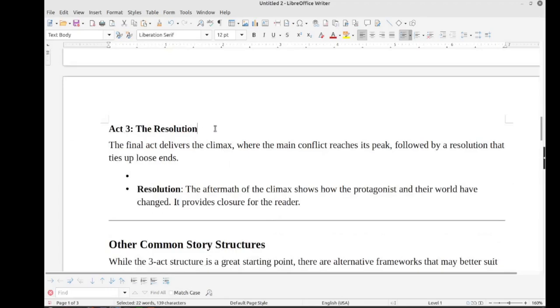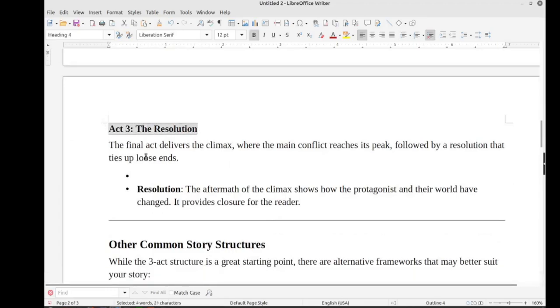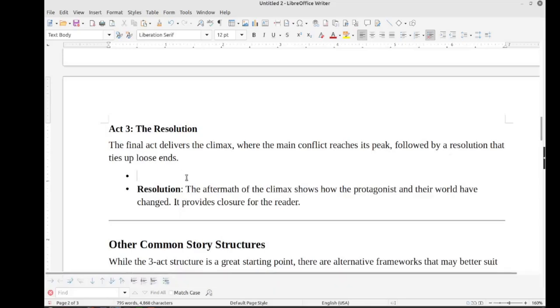So then you have Act 3, the resolution. This is the final act that delivers the climax, where the conflict reaches its peak, followed by the resolution. So we have the climax, which would be the final battle before the takeover or not of Earth.